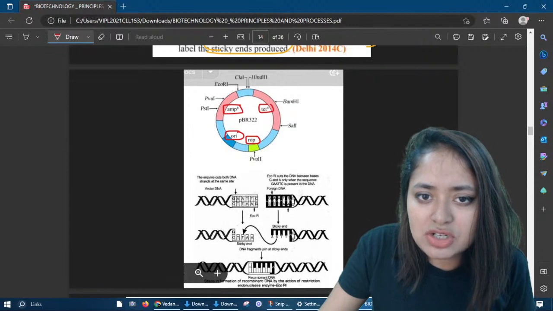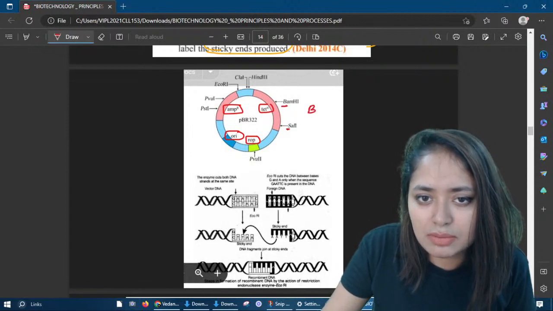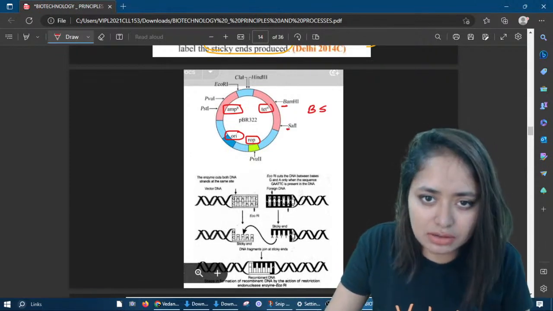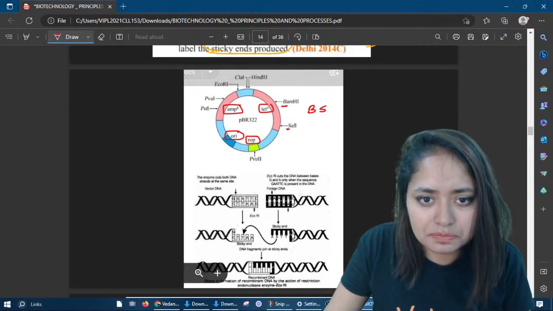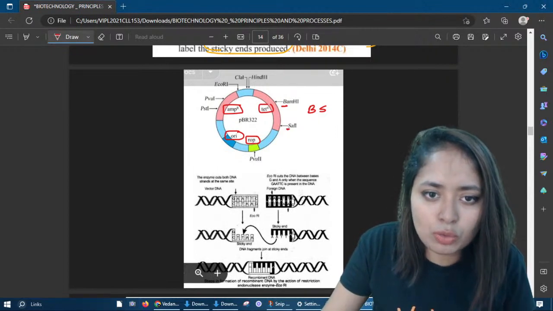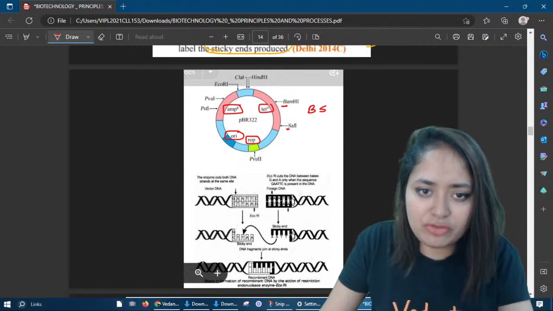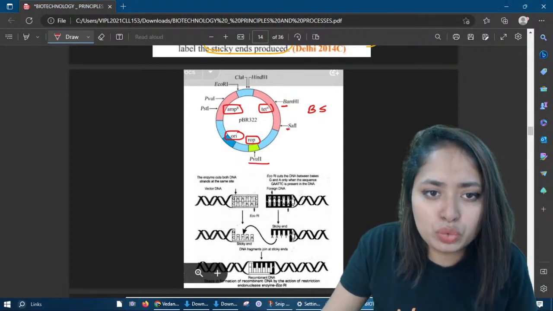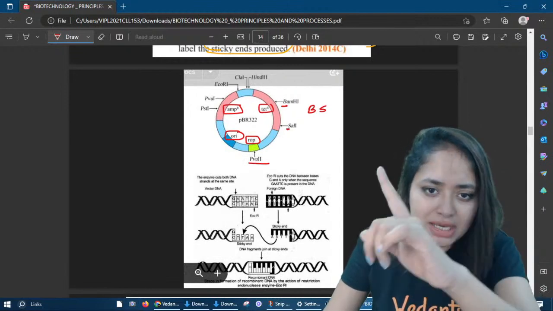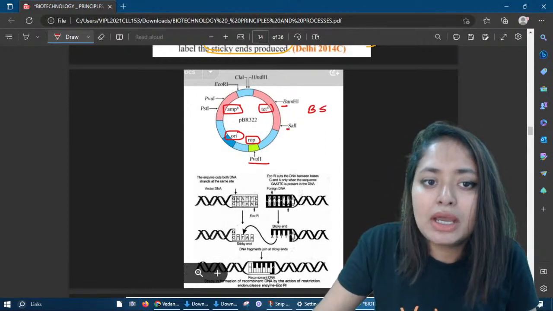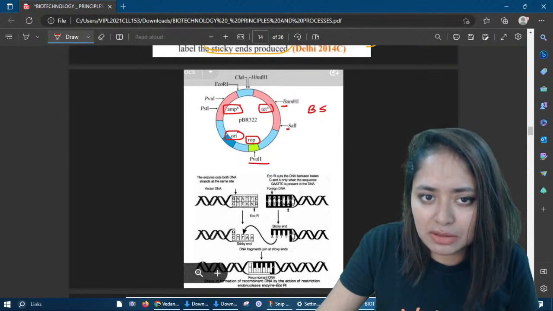In tetracycline, just remember BS. BS. Tetracycline mein BS yaad rakho. BamH1 or SalI. ROP mein, the proteins required for replication mein, PvuII. BS came, PvuII came, AMP mein, in the ampicillin gene.